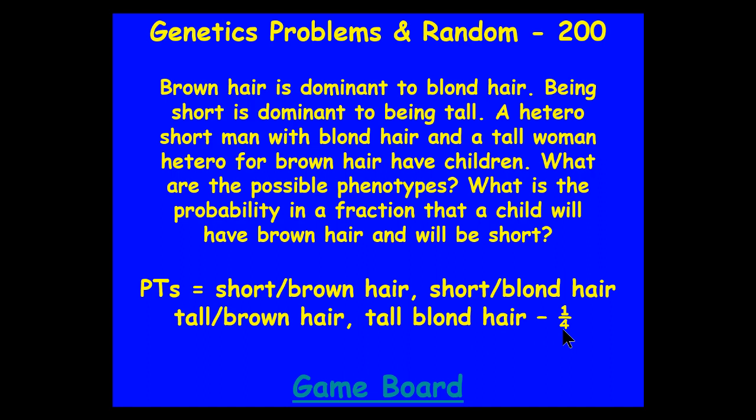Anytime you had a homozygous, you're going to get to cross them off. So I crossed off 2, crossed off 2. That left me with 2. Plug them into a Punnett square. These are the 4 possible phenotypes, and it's 25% for each.